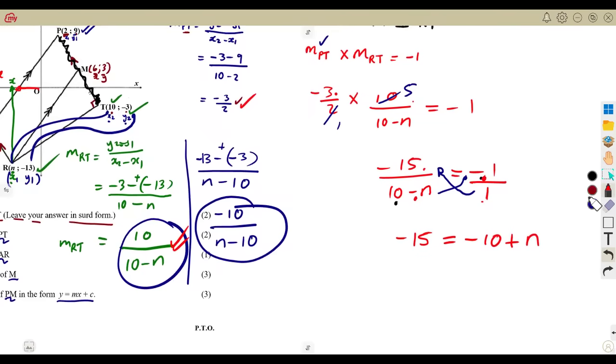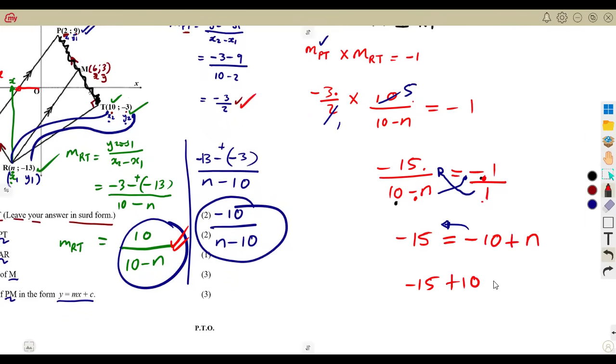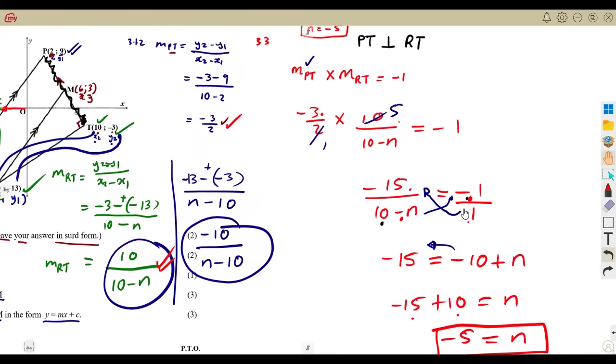All right. So taking the negative 10 to the other side, it becomes a positive 10. That's negative 15 plus 10, which is equal to n. Minus 15 plus 10, that's minus 5, which is equal to n. So as you can see, truly, our n was going to be a negative 5.